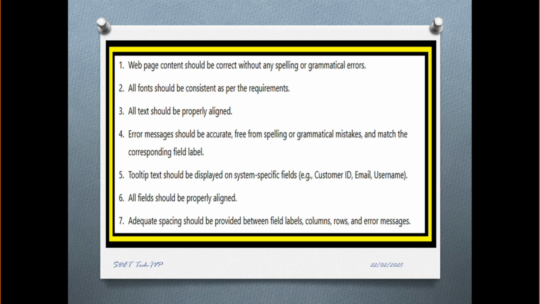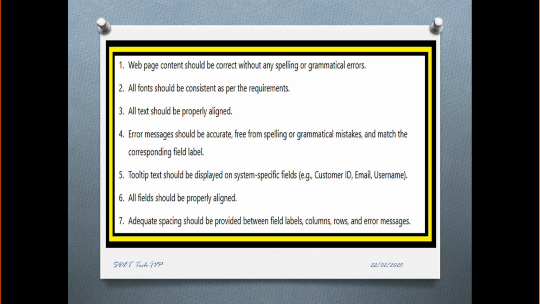Okay. Also the fifth point is, a tooltip should be displayed on a specific button or a specific icon, like customer ID, email ID and username. It should be properly labeled. All fields should be properly aligned. Suppose you have two fields, username and password, these fields should be properly aligned.